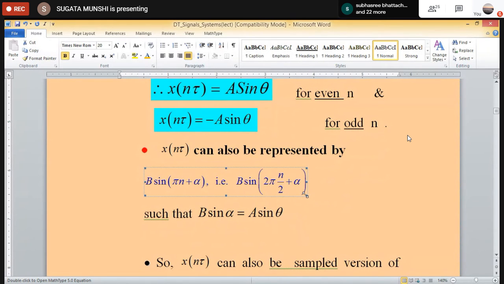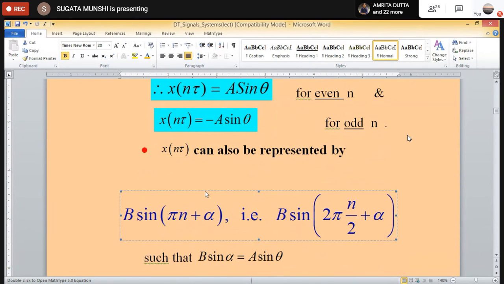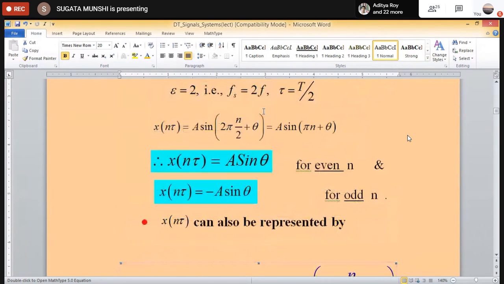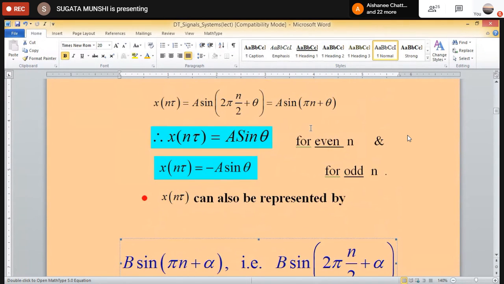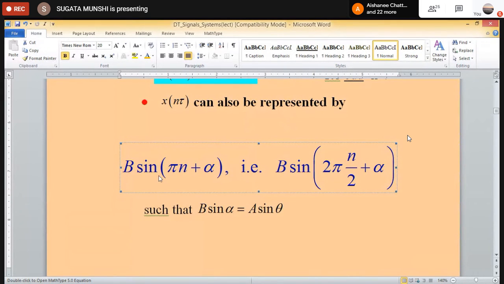What I mean here is that x n tau can also be represented in this manner. It was a sine pi n plus theta. Instead of that, x n tau can also be represented by b sine pi n plus alpha, that is b sine twice pi n by 2 plus alpha, such that b sine alpha is equal to a sine theta. And there can be an infinite number of combinations of b and alpha for which this equality will be satisfied.